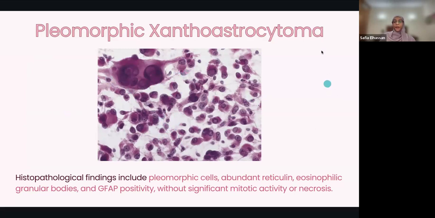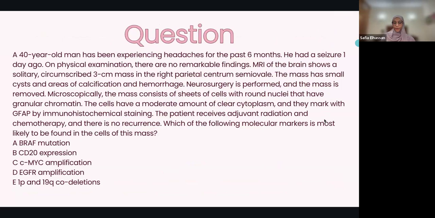But to help you rule that out, it does not have significant mitotic activity or necrosis, which is specific for grade 4. And in fact, it has a relatively good prognosis. Okay, is this clear? Did you guys get why it's not pilocytic astrocytoma and the differences between the two?